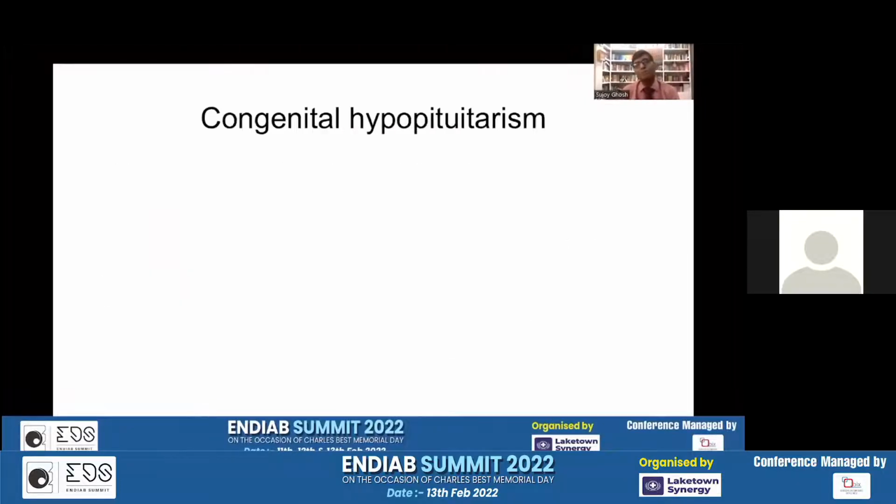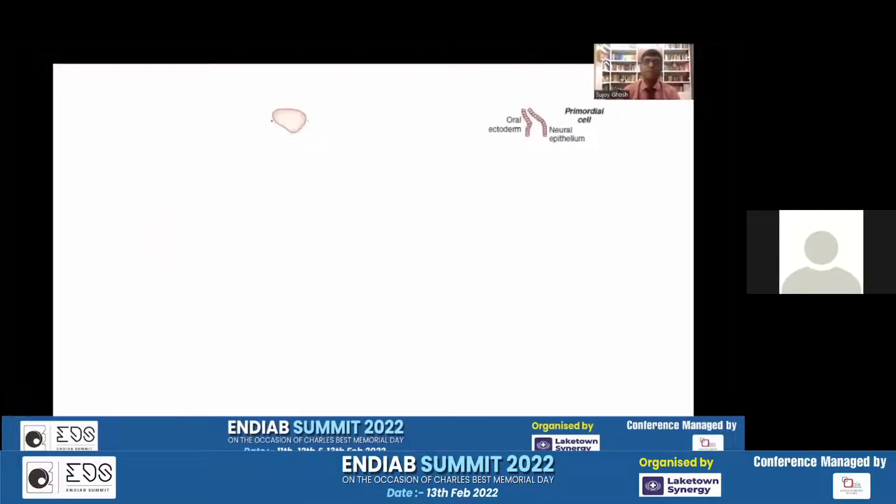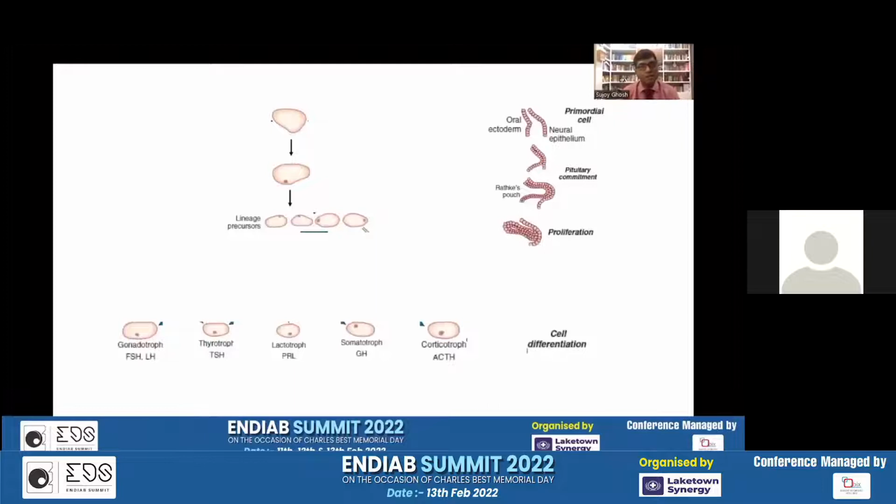So when we talk about congenital hypopituitarism, you've got to talk about the basic development of the pituitary, which develops from the neuroectoderm. There's gradual commitment towards the development of the pituitary, the Rathke's pouch formation. Then there is proliferation of the lineage precursors, and you have certain transcription factors and certain soluble factors which actually lead to this orchestrated development of the various subtypes of cells in the anterior pituitary.